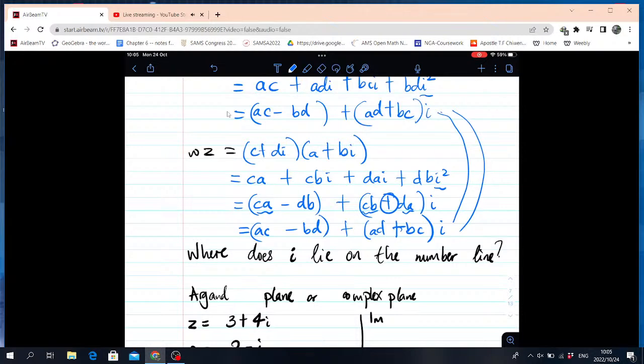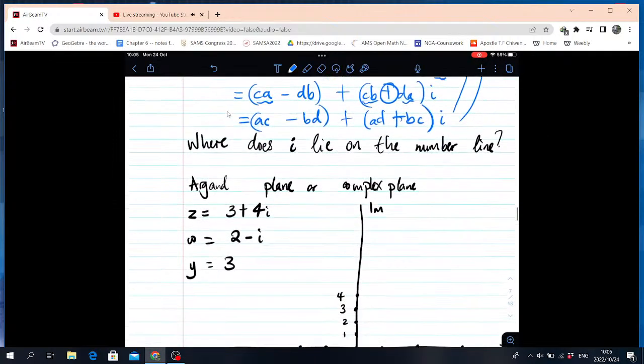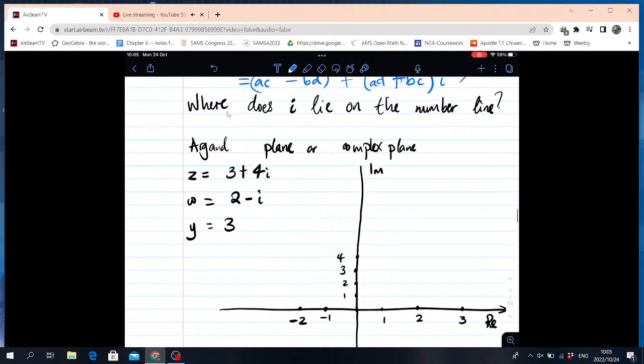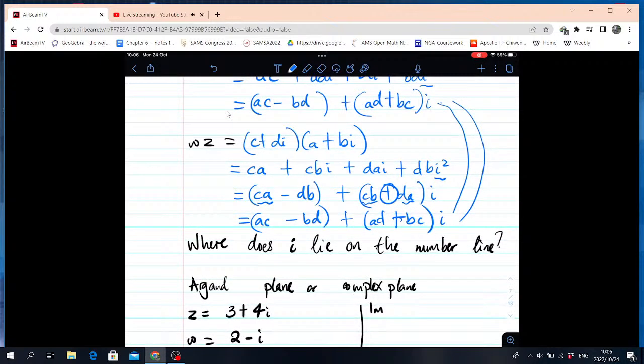Right, so you can go on and look at all the other properties there. It should just be routine calculations to write the proofs, using this new notation that we have. So the next question is, where does i lie on the number line?